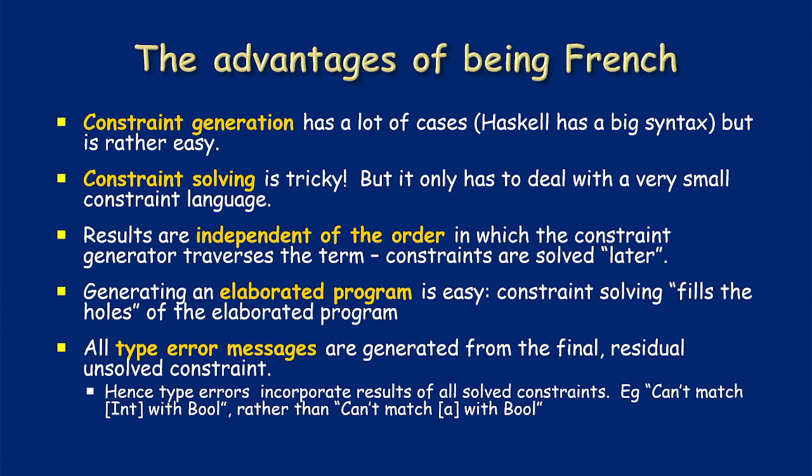Generating the elaborated program is relatively easy. The act of constraint solving is more or less filling in the holes of the thing, as I'll show you. And error messages are generated. Error messages are really hard to generate. Spreading the error message generation code all over the constraint generator is pretty hard. In fact, I'll show you.